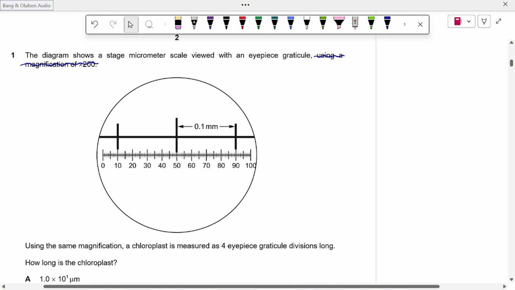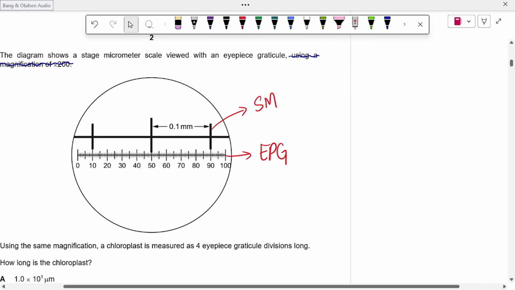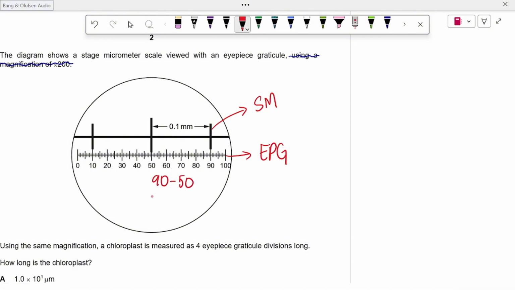200, sorry. अच्छा. First, identify stage micrometer कौन सा है and eyepiece graticule कौन सा है. So this one is your stage micrometer and this small one is your eyepiece graticule. Your stage micrometer calibrates your eyepiece graticule. So in 0.1 millimeter, we can see 90 minus 50 is equal to 40 eyepiece graticule unit.